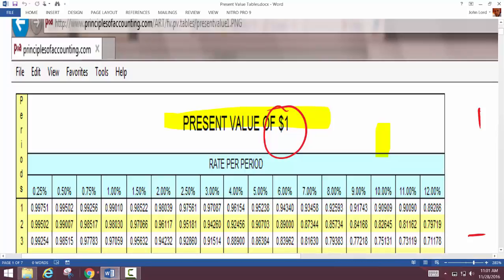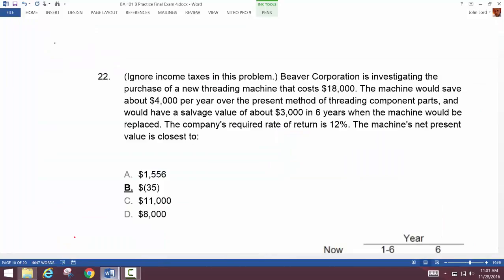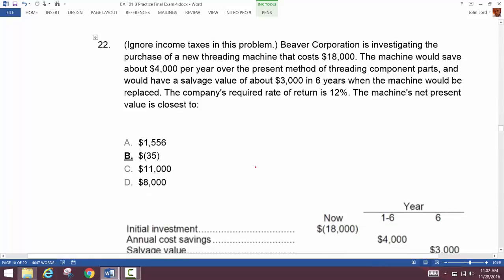Okay, all right, so let's go ahead and take a look at this question here. Beaver Corporation is investigating the purchase of a new threading machine that costs $18,000. The machine would save about $4,000 per year over the present method of threading component parts and would have a salvage value of $3,000 in 6 years when the machine would be replaced. The company's required rate of return is 12%. What's the net present value?